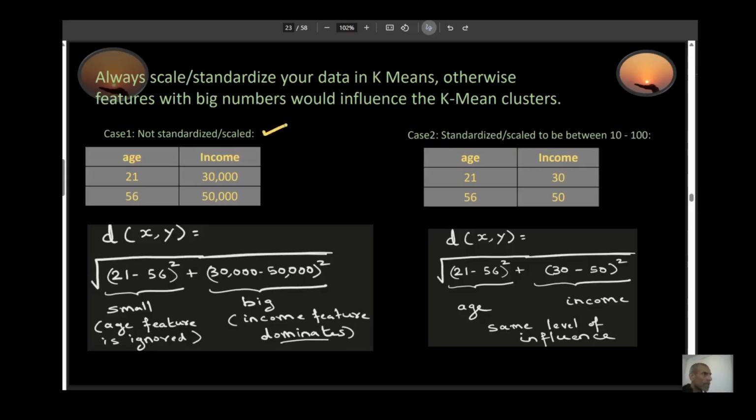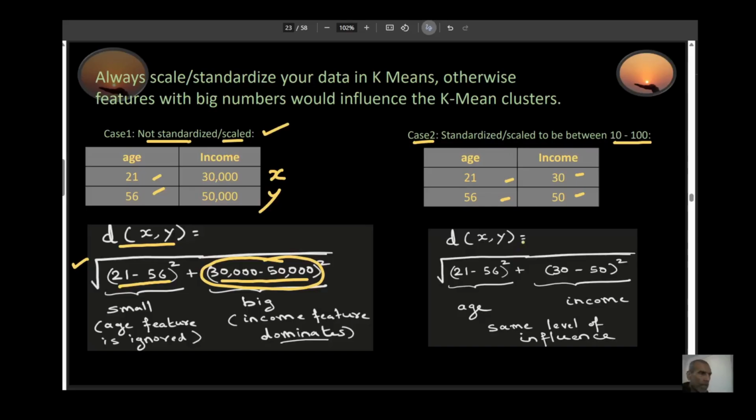I have two cases. In case one, my data is not standardized, it is not scaled. In case two, the data is scaled. All the values are between 10 to 100. You can see that over here. So let's say you want to calculate the distance for case one. Let's say this is my data point x and this is my data point y. The distance between x and y using the Euclidean formula is given by this expression right here. You can see 21 minus 56 squared. This number is very small compared with this number, 30,000 minus 50,000 squared. Now your income feature is going to dominate, and that's because of this big range of numbers right here.